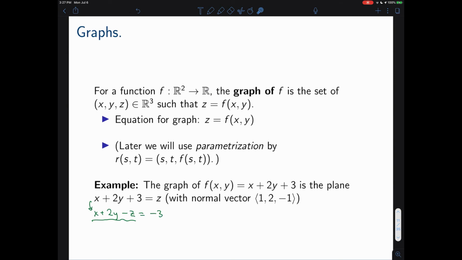Well, that was just reviewing something about planes. The point is more that this graph, we can write down the equation of it, and in this case we can recognize what the equation is. It's the equation of a plane.